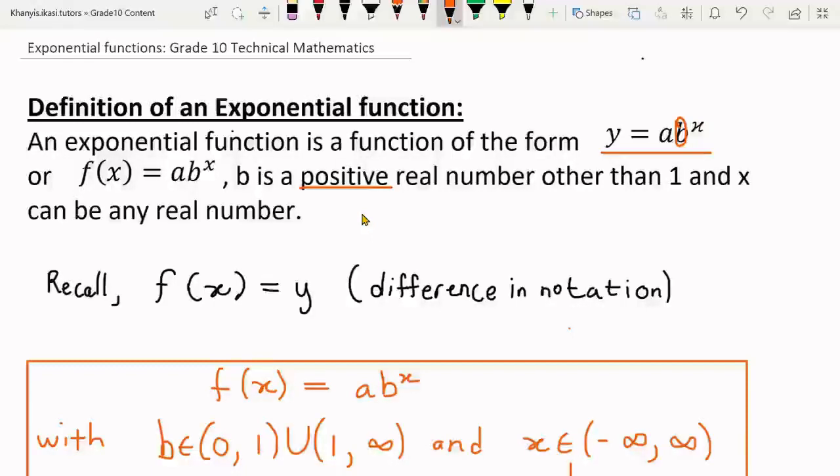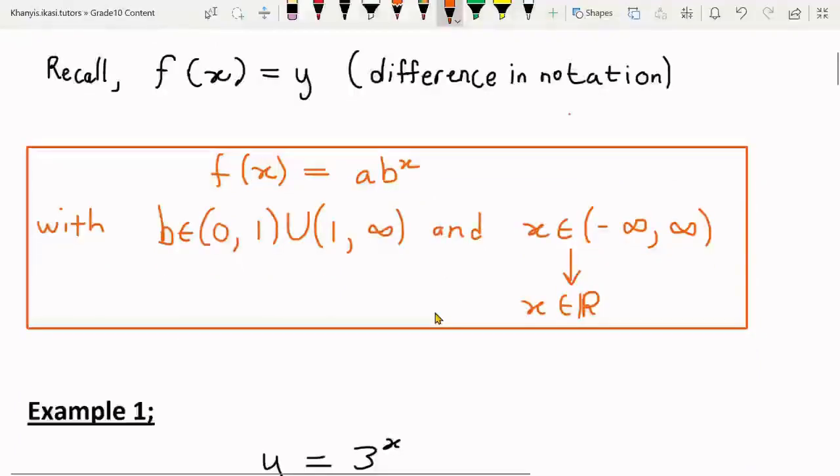And also, x can be any real number. So recall that f of x equals y. It's the same thing, just a difference in notation. Here I've summarized the definition of what it's saying: f of x equals a times b to the power x. This means that b must be an element of 0 to 1 union from 1 to infinity.